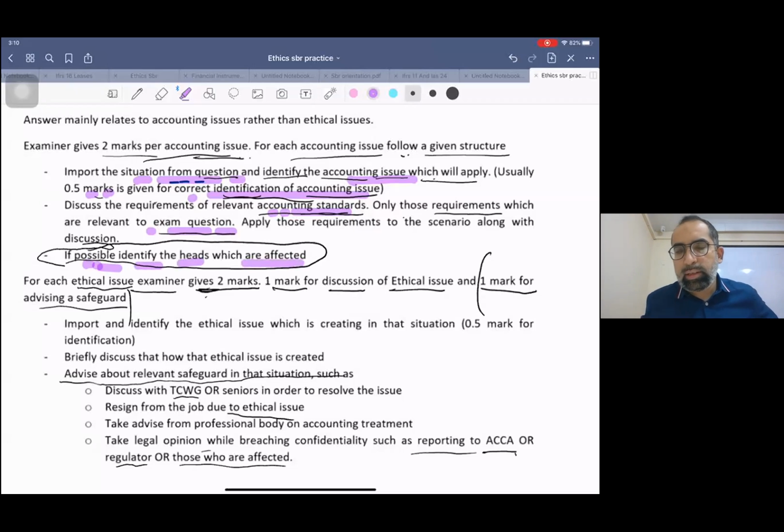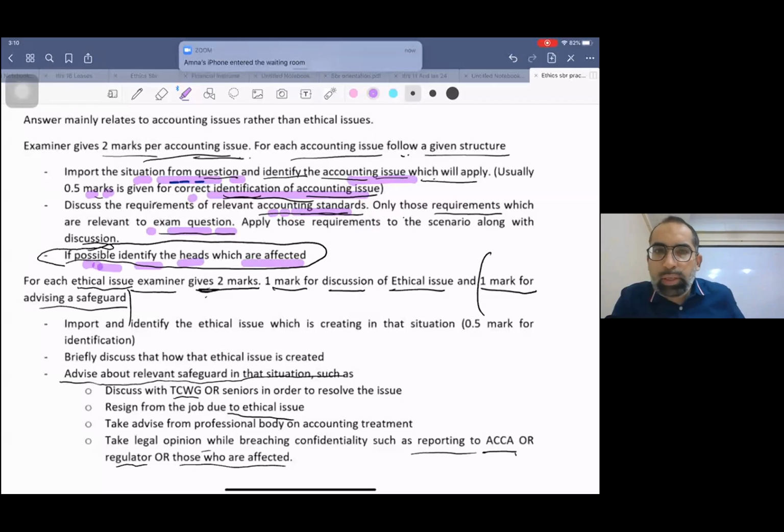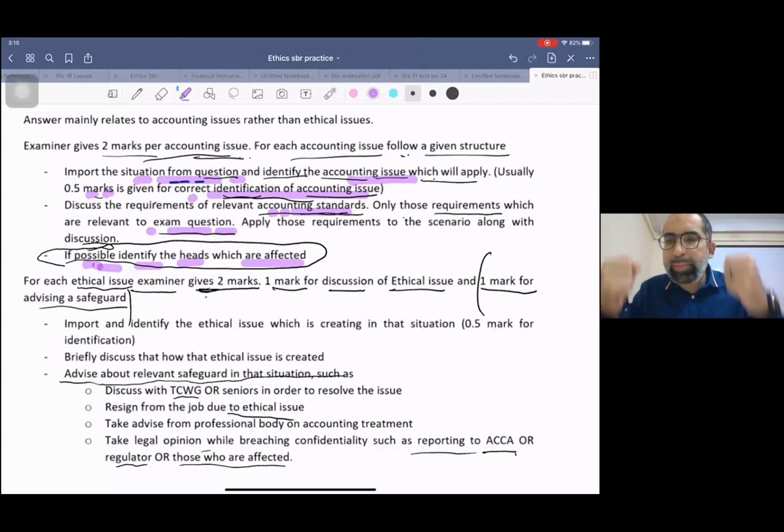Listen to me very carefully. For example, if there is an accounting issue related to impairment, and you book this impairment, it will go in profit and loss, because normally with impairment you make the entry debit P&L and credit PPE, right?